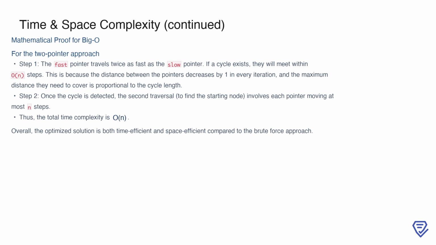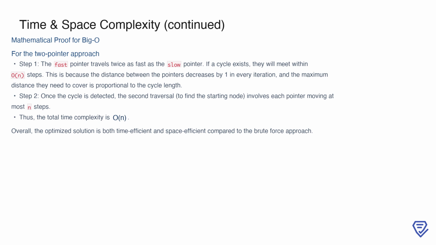If a cycle exists, the distance between the two pointers decreases by 1 in every iteration because the fast pointer gains a step on the slow pointer. The maximum distance they need to cover is proportional to the length of the cycle, so they will meet within n steps. In the second step, once a cycle is detected, finding the starting node involves each pointer moving at most n steps, which includes traversing the non-cyclic part of the list and the cycle itself. This ensures that the total time complexity remains n.